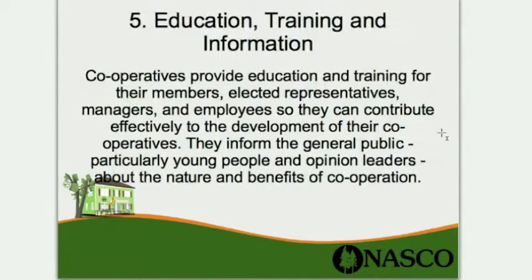Number 5 is education, training, and information. This has 2 sides. Co-ops provide education for their own members around what it means to be part of the cooperative, but also educate the general public about what co-ops are and how co-ops function and how co-ops can become part of people's lives.